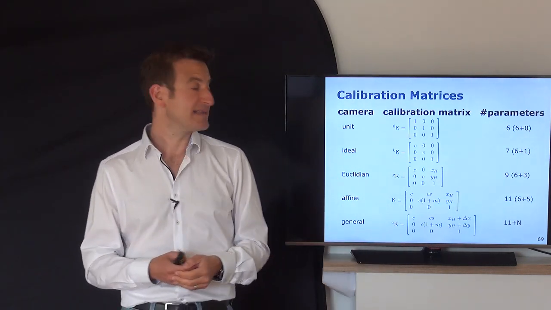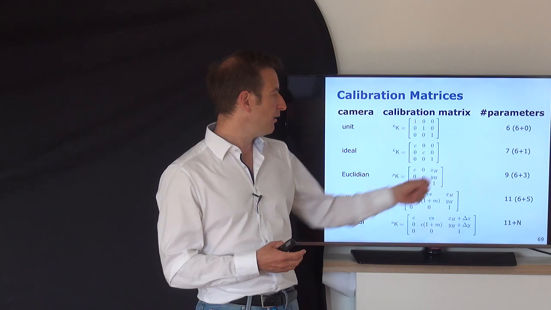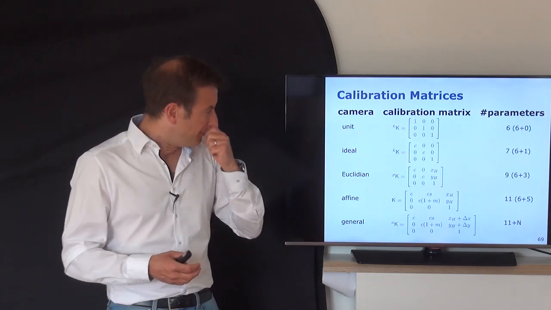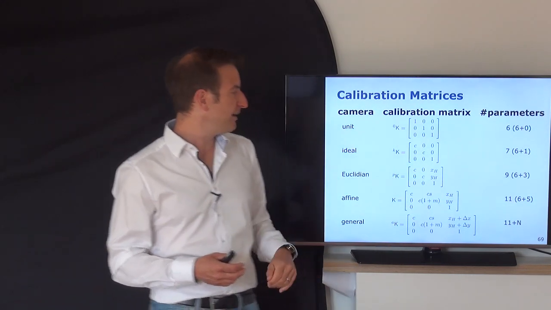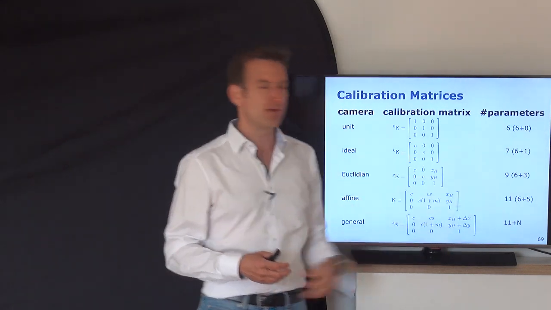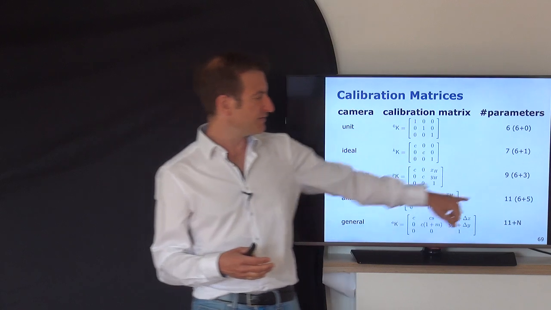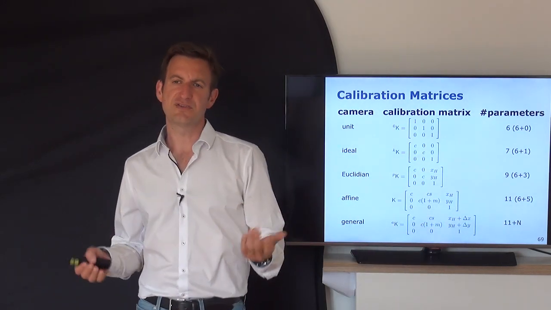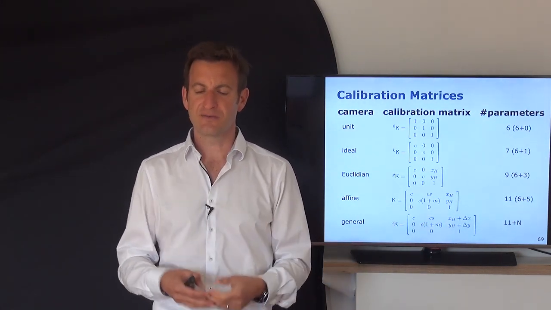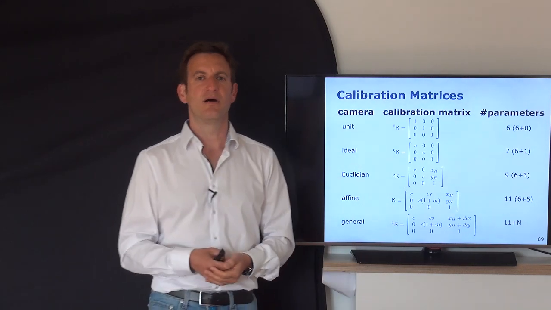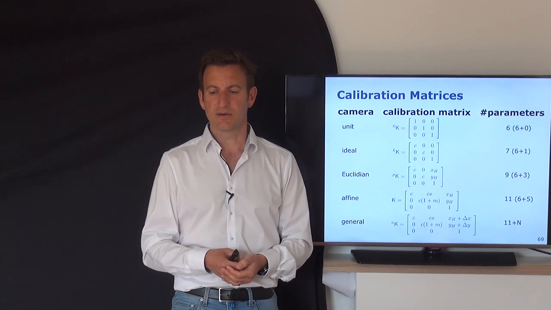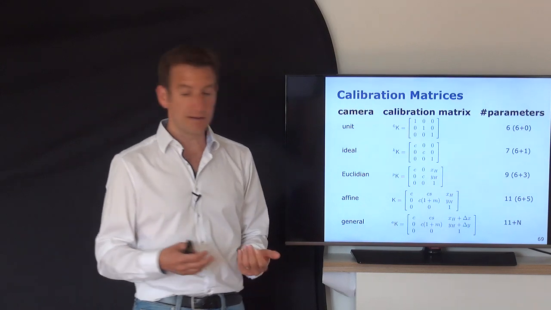The Euclidean camera adds a shift in the x and y direction, so we get 3 additional parameters here, in sum 9. Or we have the affine camera, which is the DLT, which gives us 11 degrees of freedom. Or the general camera, which has the 11 degrees of freedom plus the number of degrees of freedom that I need in order to describe my non-linearities.